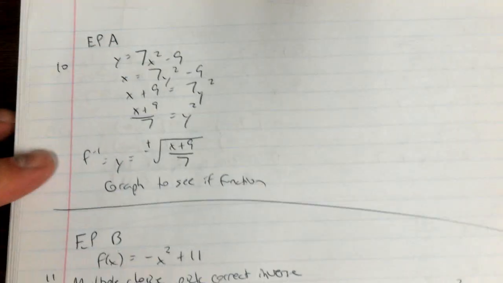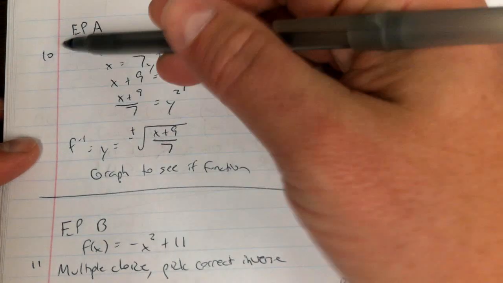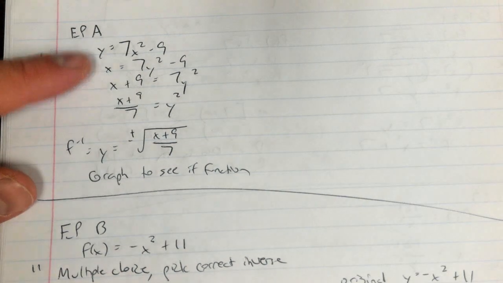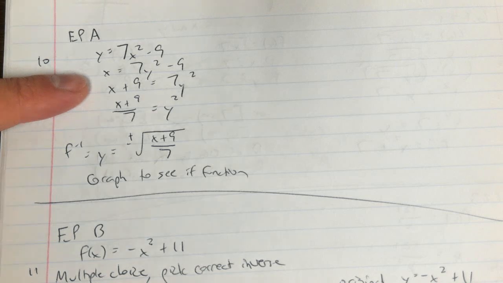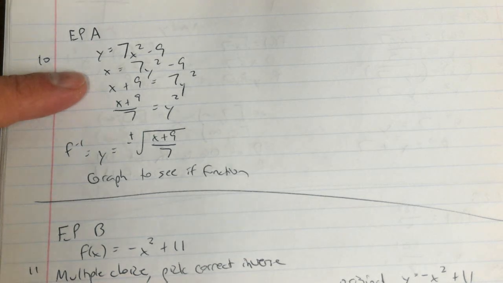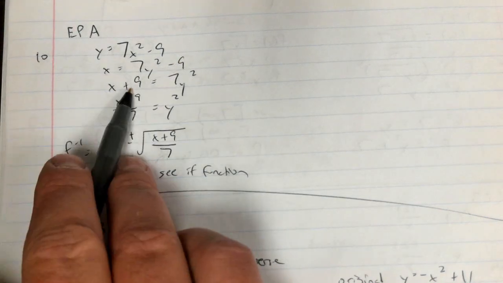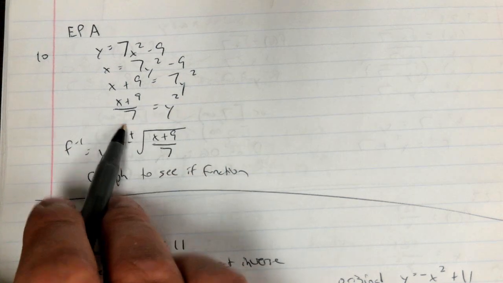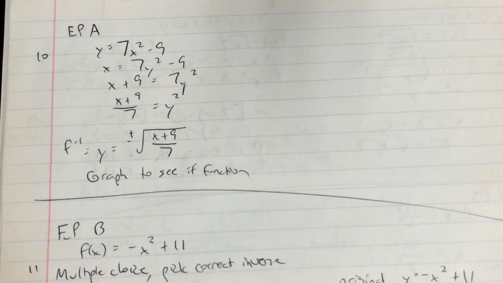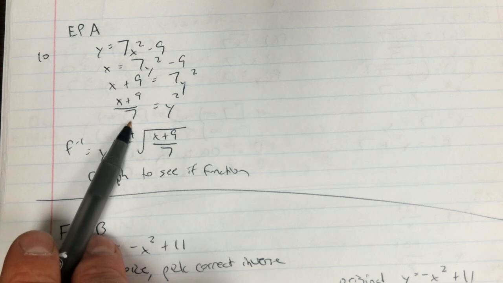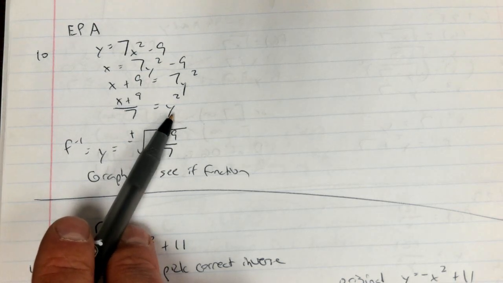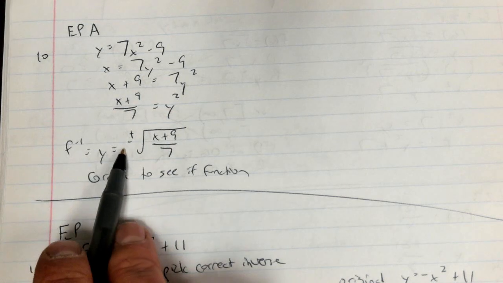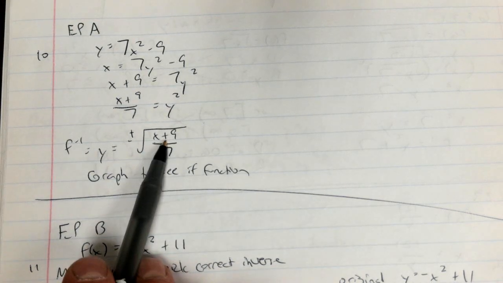Okay, and then on extra practice A, which is number 10, you have y equals 7x squared minus 9 and x equals 7y squared minus 9. So you bring your 9 over and then divide by 7. So it looks like that. So you have your x plus 9 over 7 equal y squared. So you got to take your square root of both, so it's plus and minus the square root, x plus 9 over 7.